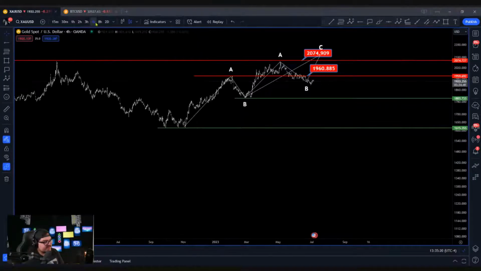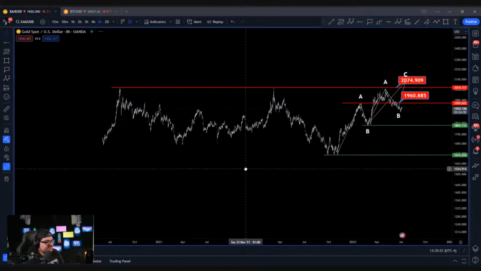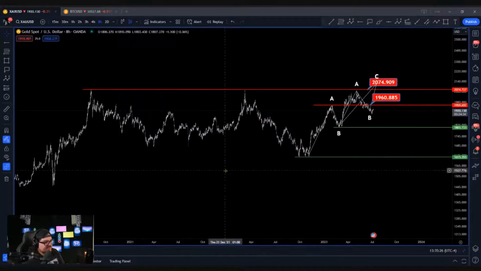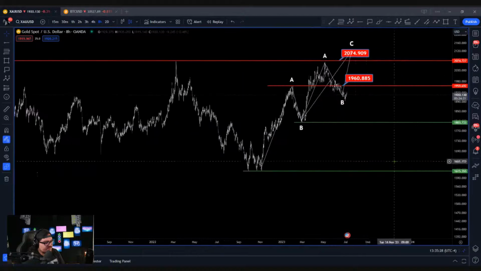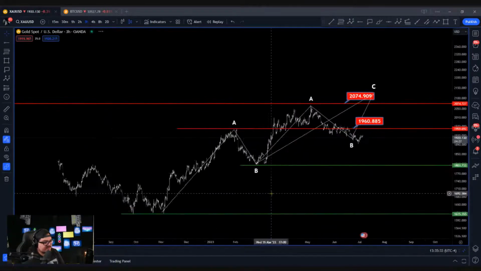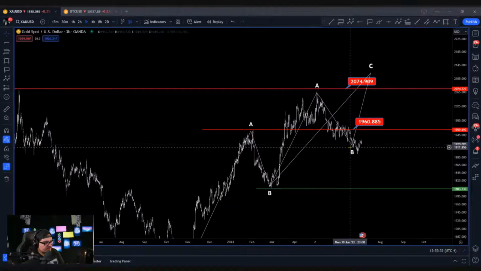So for me, I'm going to be looking at the smaller ABC within the C. Pretty much once we establish that A to B to C, or a possible C, because we didn't put in that high yet, we can go in and zoom in and talk about what could be going on here.